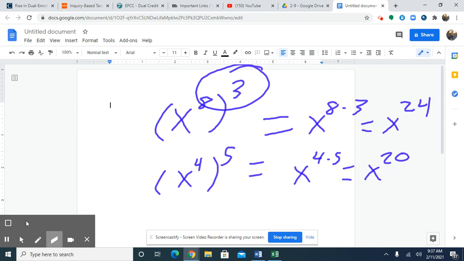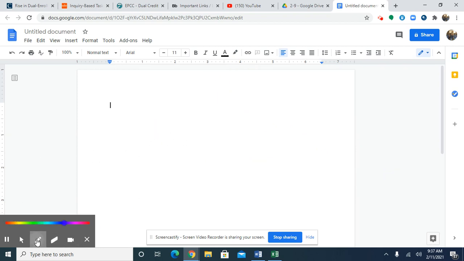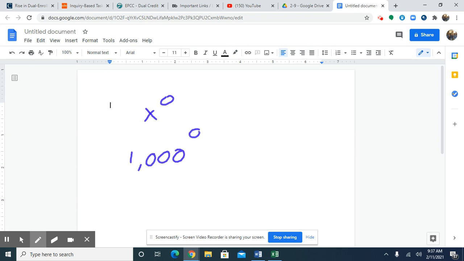Now, another important rule is whenever we have anything to the power of 0, and this could be, let's see, x to the power of 0, let's say we have 1,000 to the power of 0, 5 to the power of 0. The answer is always going to be equal to 1 no matter what.